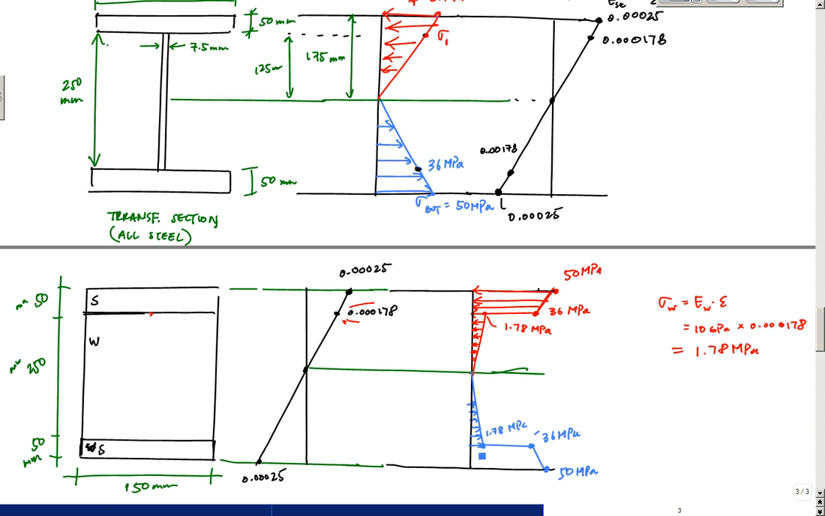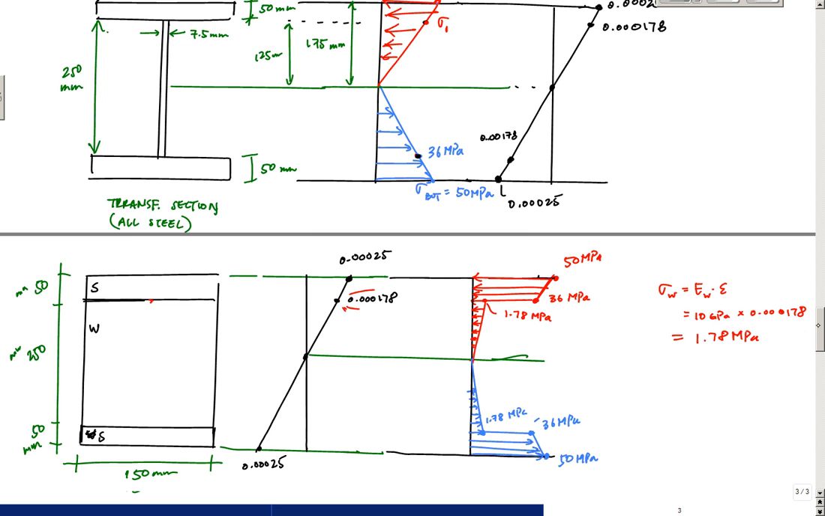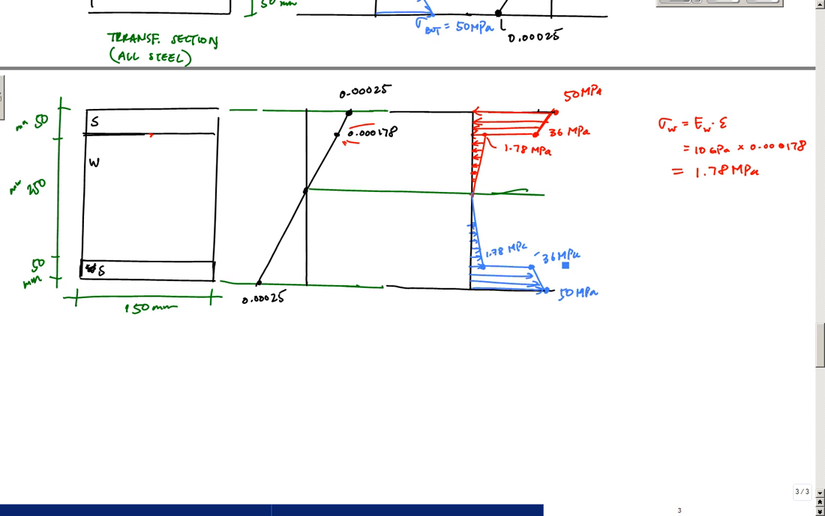To clean this up right here, I've really belabored this point a little bit more than I needed to. But check this out, right? So this is 36 megapascals, 50, 1.78, all this stuff right here, okay? So we have this right here. So our answers would be that the maximum stress in the wood is 1.78 megapascals, and the maximum stress in the steel is 50 megapascals.